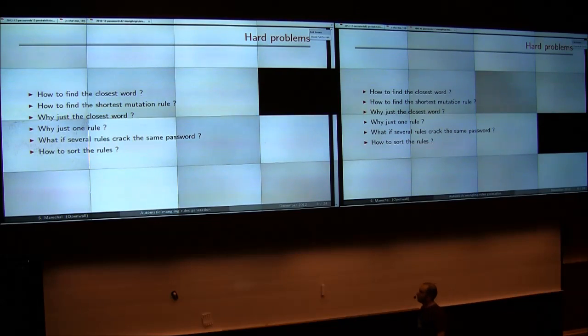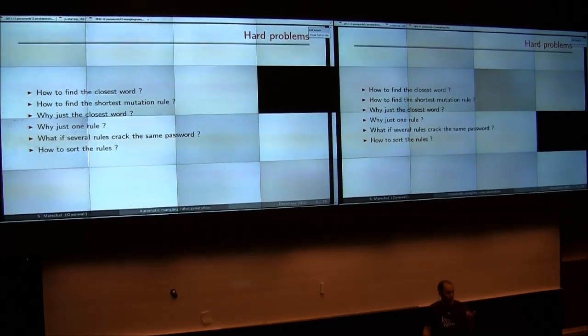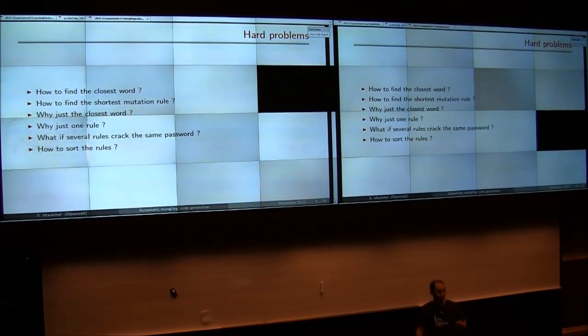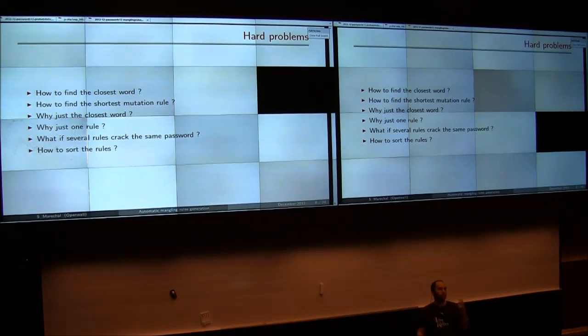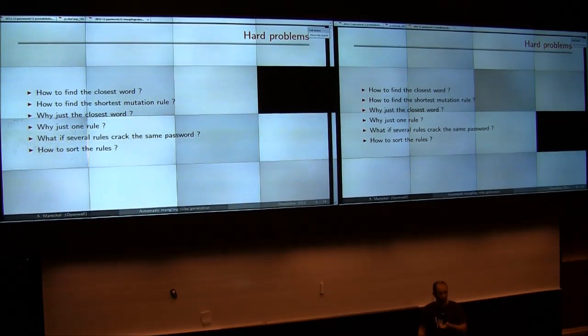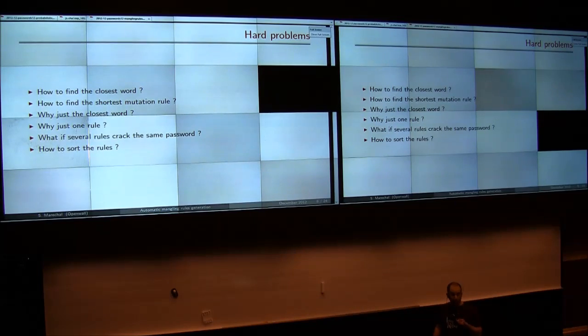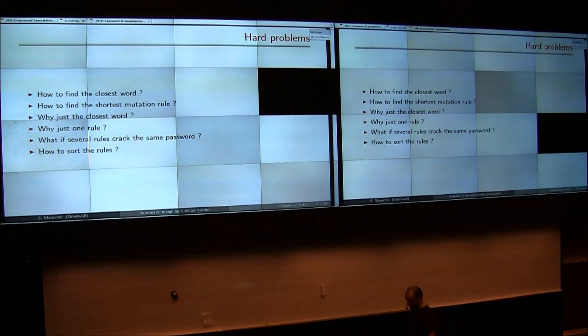You can try to find the shortest mutation rules between two words, and realize that the two points are actually probably the same problem. Then why would you just select the closest word? As an example, let's say you have a dictionary with the word pass and the word pass1, and you want to crack pass123. Wouldn't it be more logical to select pass and say that the rule is appending 123? Because that's what people would do, more likely than appending 23.